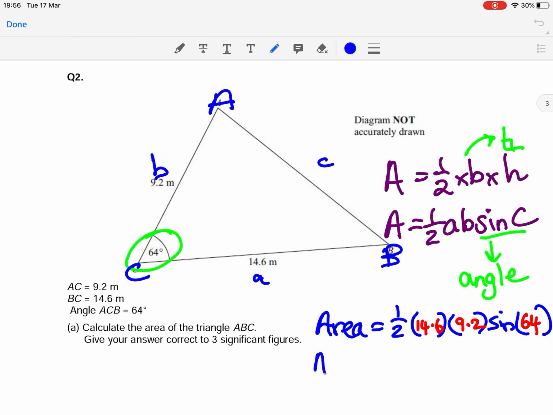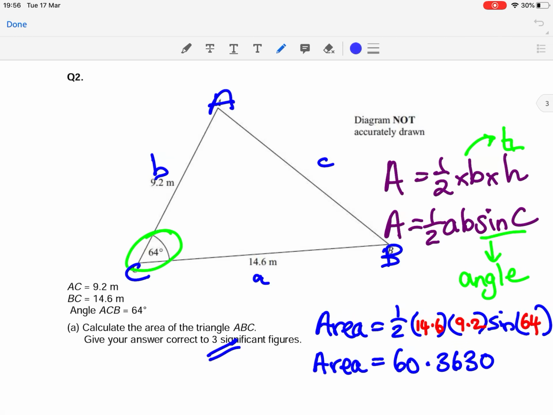And we should get the answer that the area is equal to 60.3630. They're asking for 3 significant figures. That means I'm going to count 3 numbers, starting with a non-zero number, 1, 2, 3, draw the line, look at the 6. Is the 6 telling me to round up, or is it telling me to round down? Round up. So my area should be 60.4.